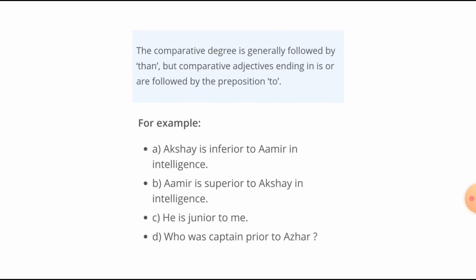The comparative degree is generally followed by than, but comparative adjectives ending in or are followed by the preposition to. Here than should be omitted. For example, Akshay is inferior to Amir in intelligence. Amir is superior to Akshay in intelligence. He is junior to me, who was captain prior to Azhar.